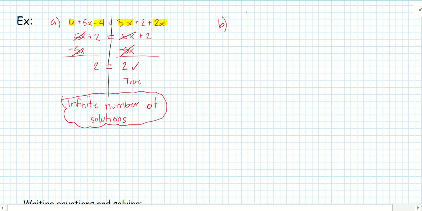And this one is 3x minus 4x plus 9 equals 5 minus x. Same thing, I'm going to draw my line where the equal sign is. And I'm going to go ahead and simplify both sides. So here on the left side, I have 3x minus 4x, which is negative x, and then plus 9 equals 5 minus x, right? On the left side, there's nothing else that we can combine, right?